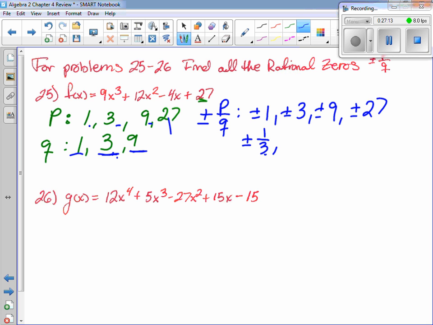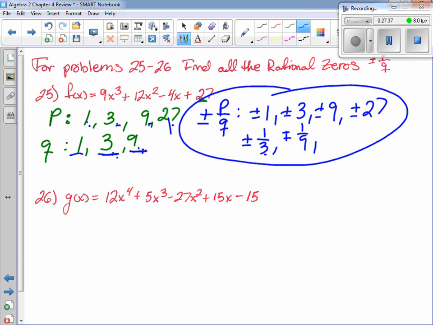Let's move on to 9. So we do 1 divided by 9, which is? 3 divided by 9, which is? 1/3. We have it. 9 divided by 9 is? 27 divided by 9 is? And those are all the possible rational zeros.